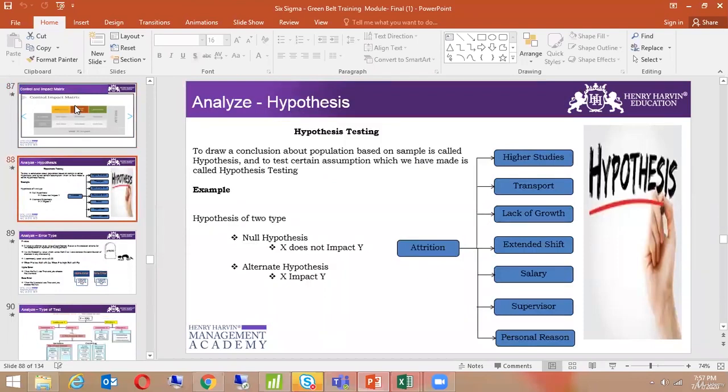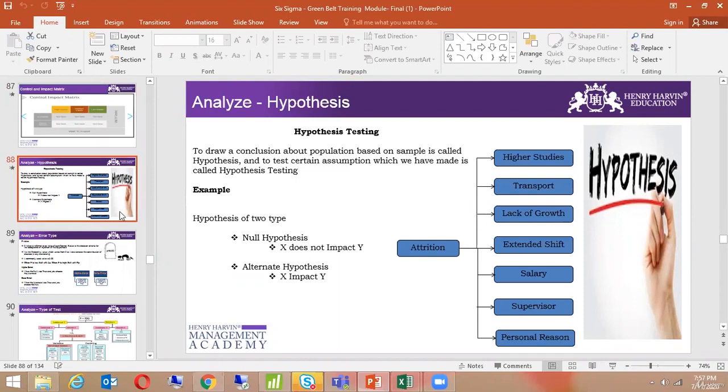Hypothesis testing is of two types: null hypothesis and alternate hypothesis. Null hypothesis always says X does not have a significant impact on Y, and alternate hypothesis says that X has a significant impact on Y. And how do I check that? That's with the help of p-value.